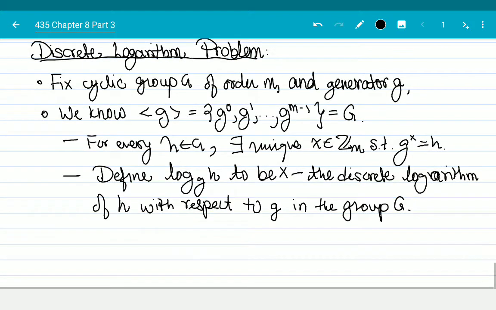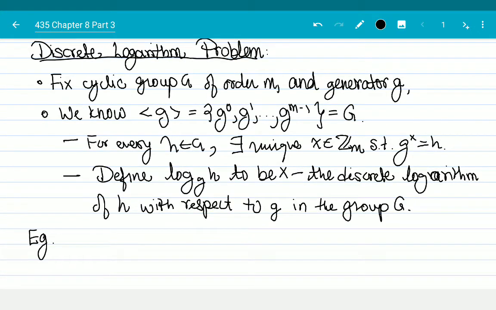So for example, in Z11 star, by theorem, this is cyclic. What is log to the base 2 of 9?